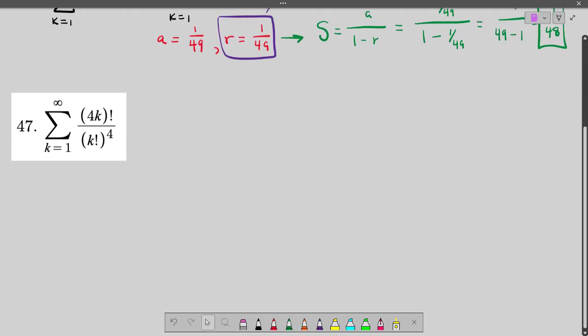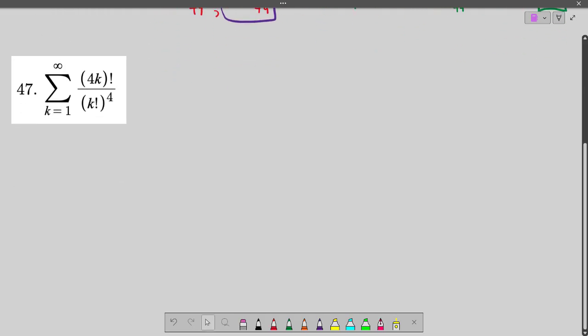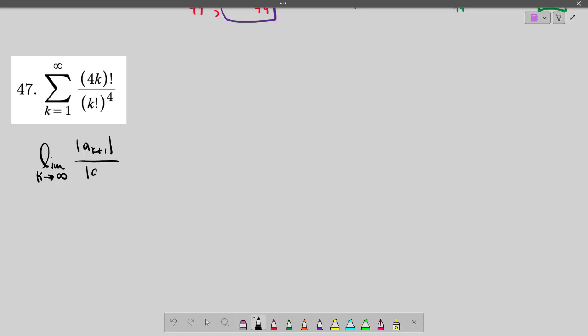So that's our strategy. All right, so some factorials. What do we think when we see a factorial? Ratio test. Anytime we have a factorial, we're going ratio. Ratio test is always the best test with factorials. So the ratio test says that we're going to take the limit as k goes to infinity of the absolute value of a sub k plus 1 divided by the absolute value of a sub k. So we're looking at the ratio of consecutive terms.